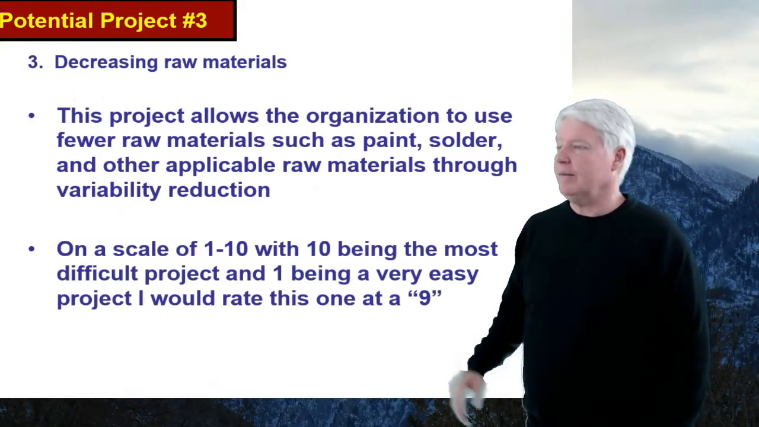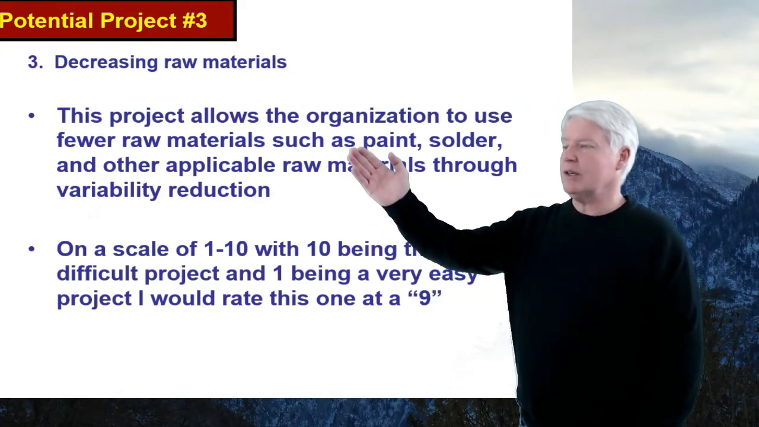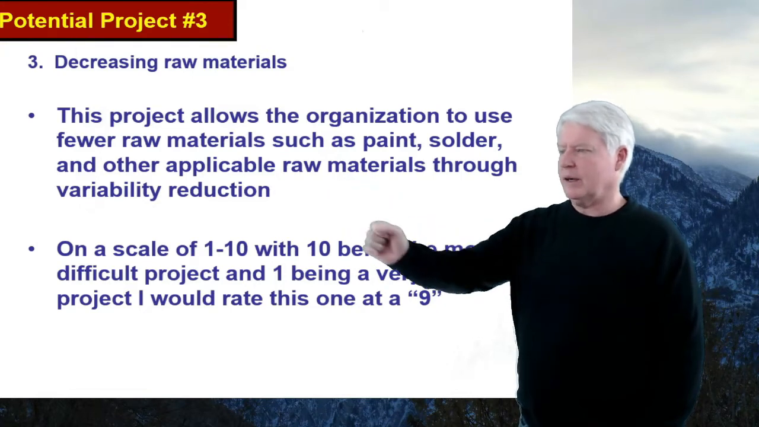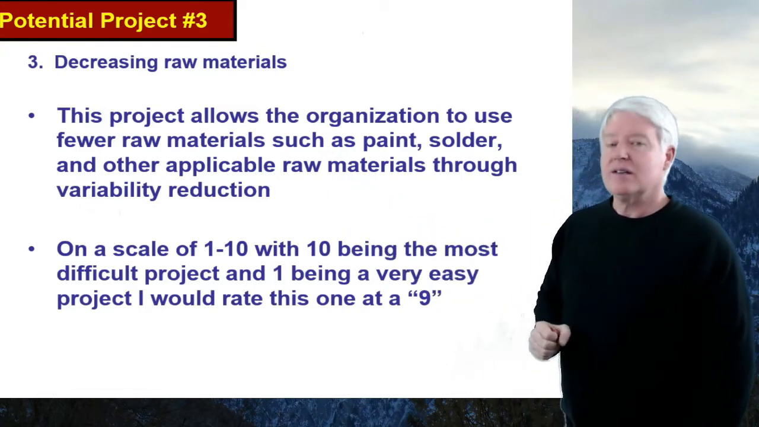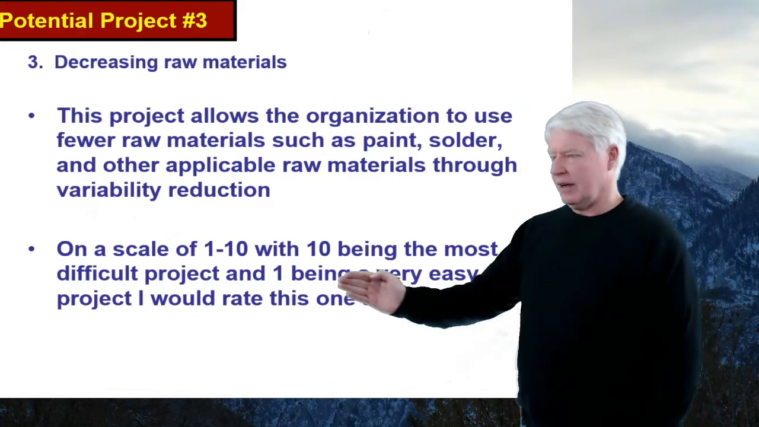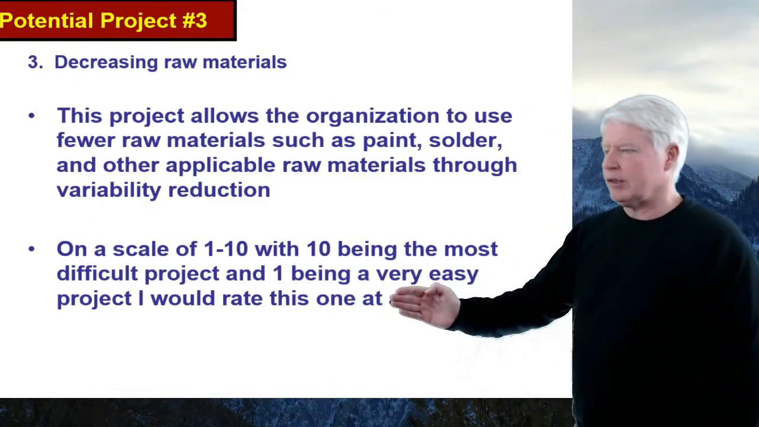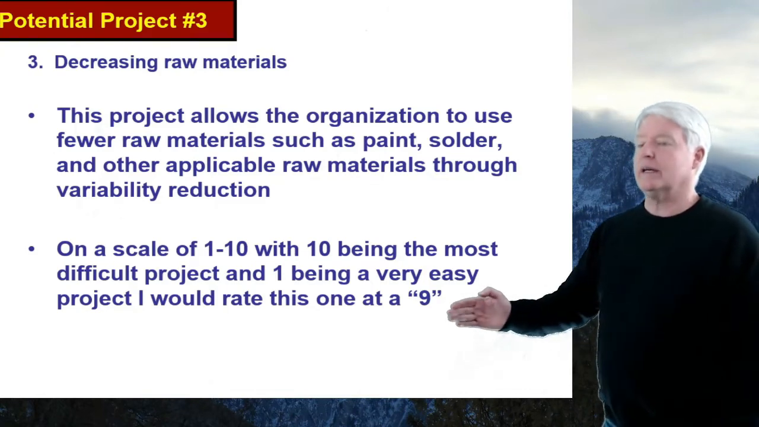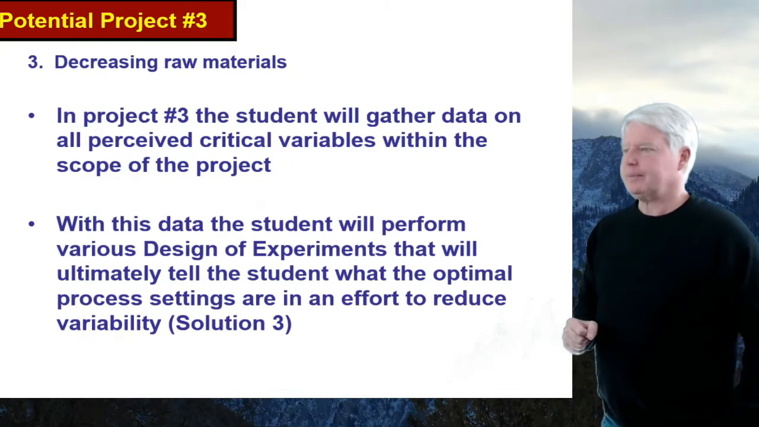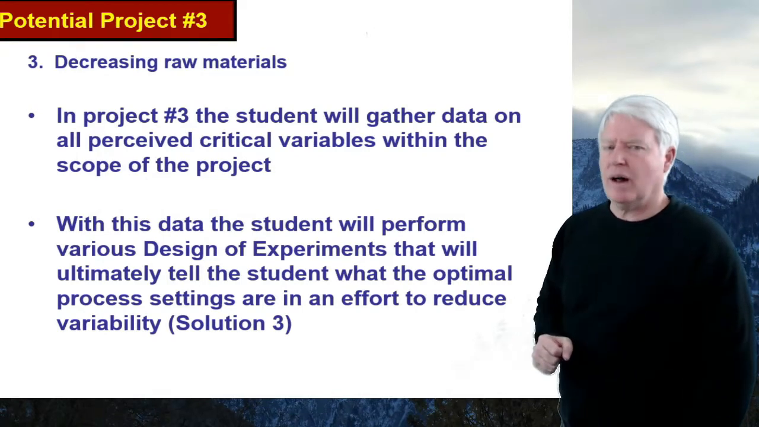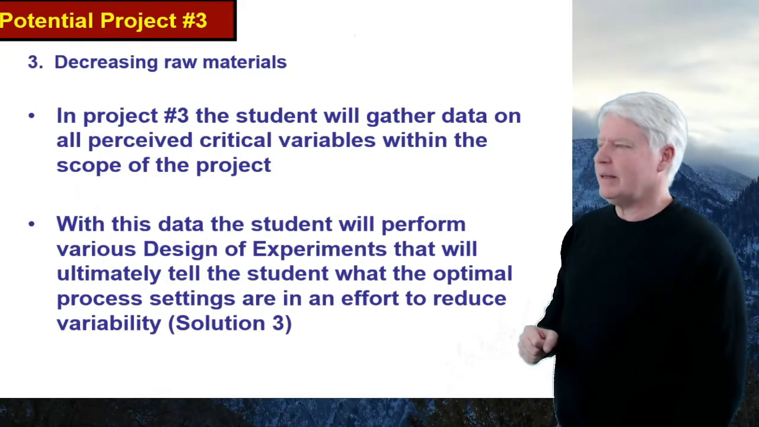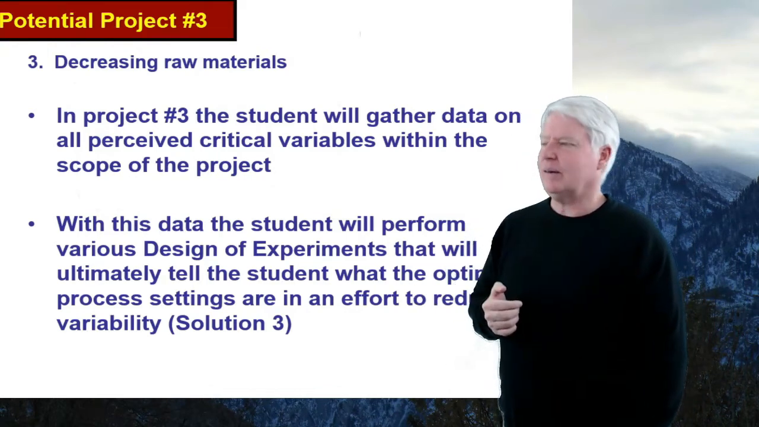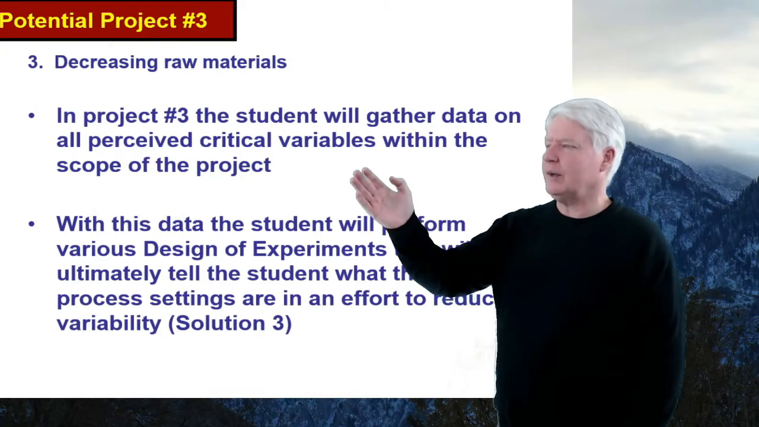All right, number 3 is the next project, Decreasing Raw Materials. This is a little more difficult. This project allows the organization to use fewer raw materials such as paint, solder, and other applicable raw materials through variability reduction. Sounds like a solution 3, doesn't it? On a scale of 1 to 10, with 10 being the most difficult project and 1 being a very easy project, I would rate this one at a 9. So this is going to use all your skill sets that you get from the black belt training. You could do it as a green belt also, but usually it's a black belt project.